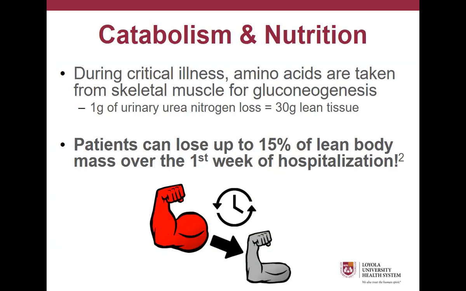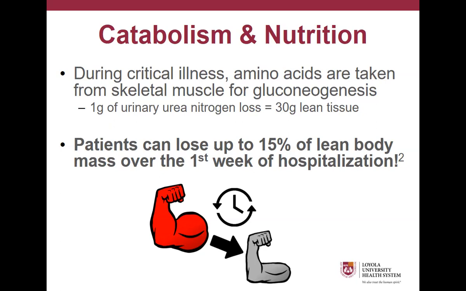Okay, and so all of this leads to that lean body mass or muscle loss, which has been correlated to increased risk of mortality, increased hospital length of stay, and increased ICU length of stay. Patients with organ failure can lose up to 15% of their lean body mass just in the first week of hospitalization, which is quite significant. And in some studies in ICU patients, when they're kept NPO for 5 days, they lose up to 3 kilograms of muscle in those 5 days.